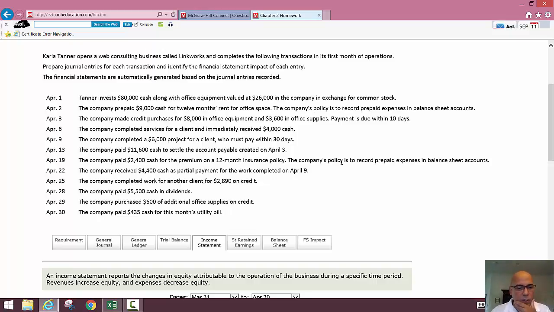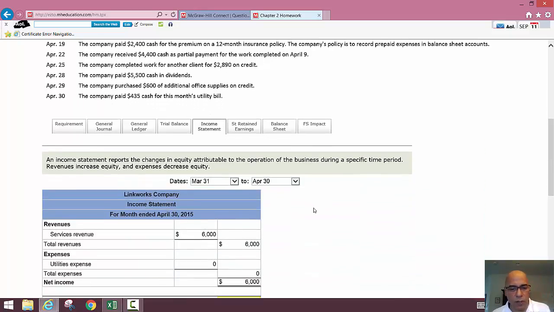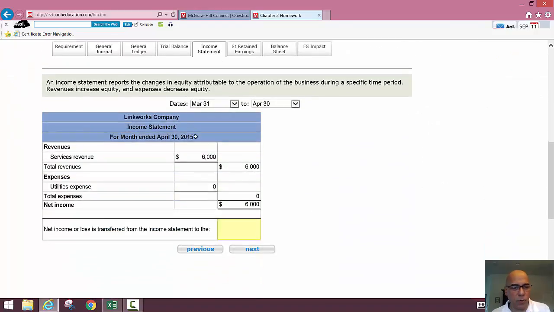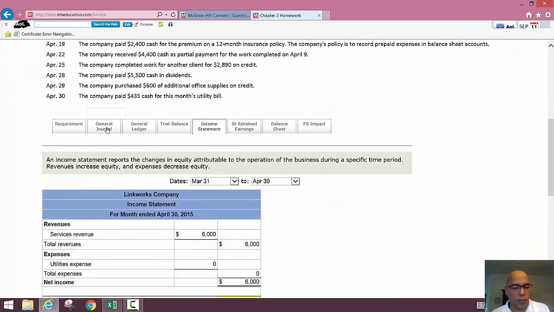Let's do one more. Let's pay a bill. Let's incur an expense. How about $435 for this month's utility bill? How about this April 30th transaction? So we're going to have to get ourselves to April 30th. And let's see if I can do this right this time.